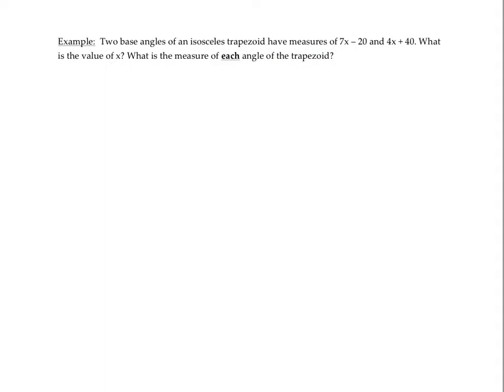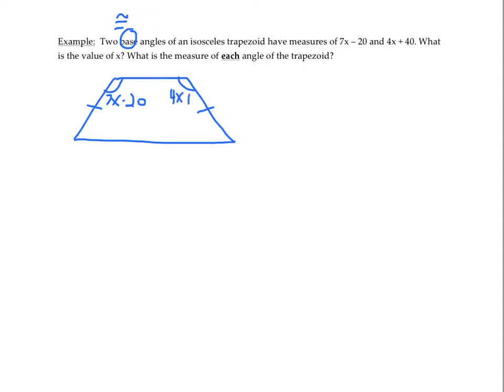Okay, in our first example, it says two base angles of an isosceles trapezoid have measures of 7x minus 20 and 4x plus 40. Well, first, I need to tell you that they're congruent base angles. So if this is our trapezoid, and we're actually going to be taking a look at these two angles right here. Okay, so if this angle is 7x minus 20, and this angle has a measure represented by 4x plus 40, and they're congruent, we're going to set 7x minus 20 equal to 4x plus 40. We're going to solve that little equation.